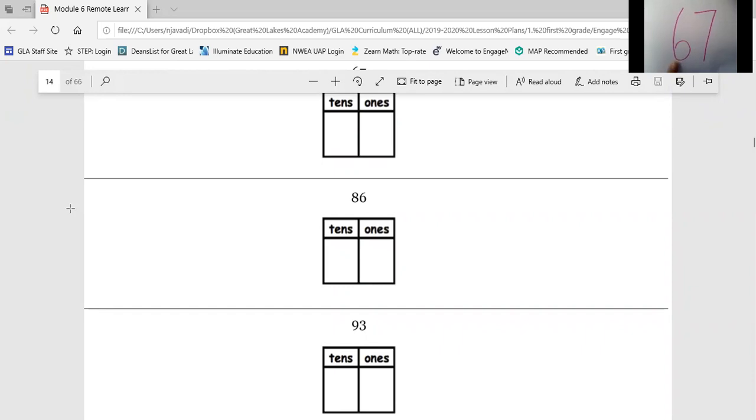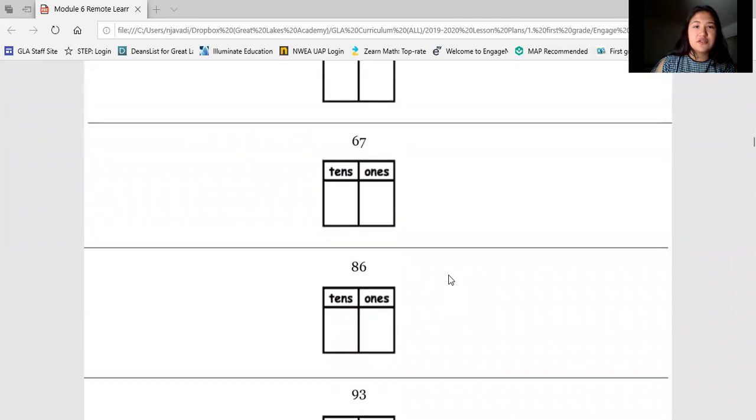How many tens are in the number 67? Shout it out now. That's right, there are 6 tens. How many ones are in the number 67? That's right, there are 7 ones. So when we break up 67 into tens and ones, we get 60 and 7. Nice job. Let's draw that on our page now.